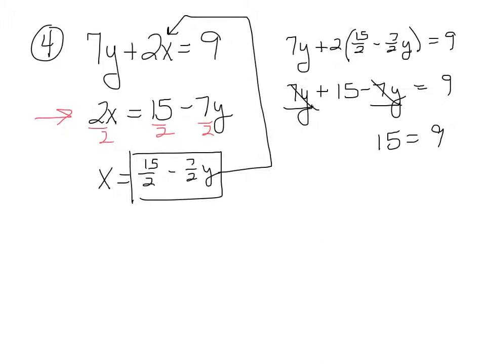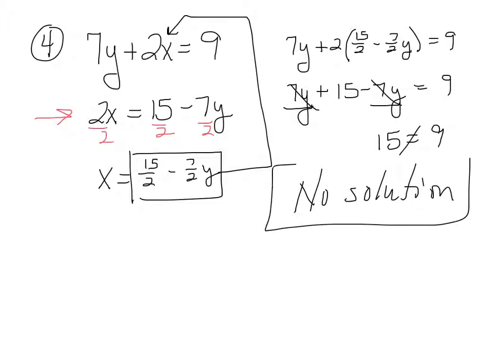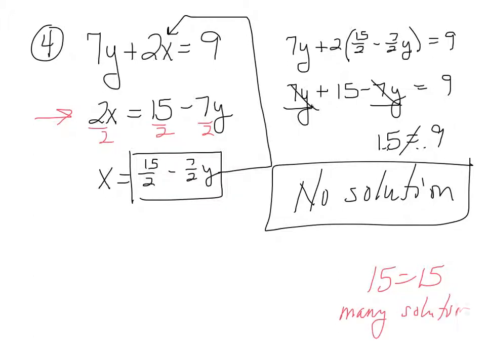What does that mean? Does 15 equal 9? Guess what? This has no solution, because these are actually parallel lines. When you get two things that don't make sense, it's no solution. Had you gotten an answer where you canceled and got 15 equals 15, this would have been infinitely many solutions. So if you get two numbers that are not equal once the variables cancel, it's no solution. If they are equal, it's infinitely many solutions.